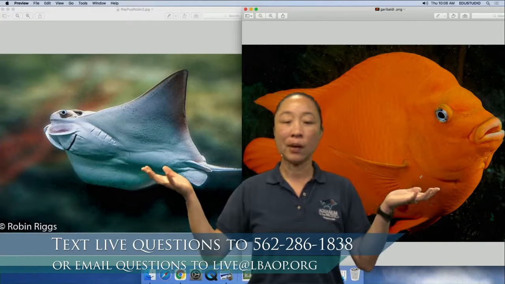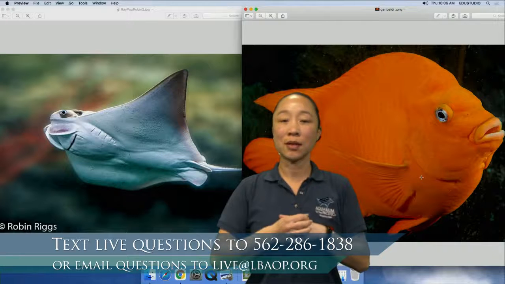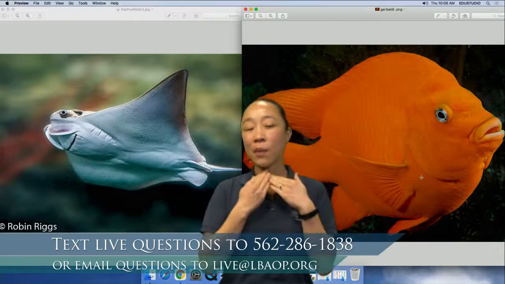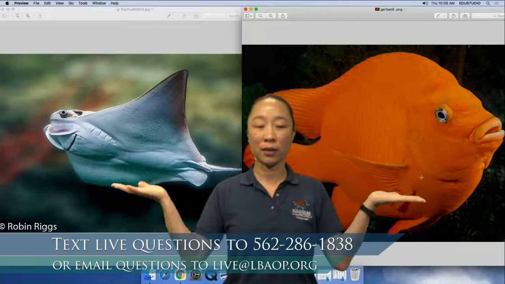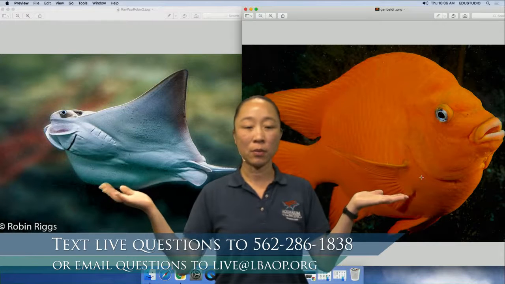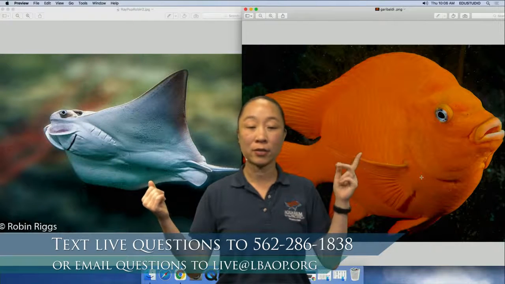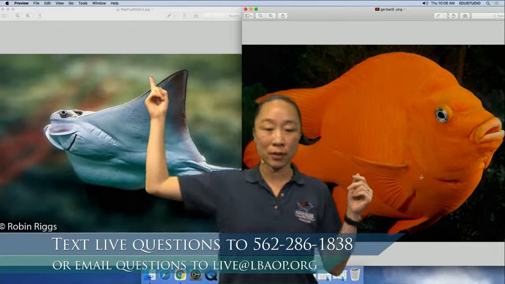Pretty cool. Okay, what else is maybe the same or different between these two animals? Well, let's see. We did say that rays have fins, right? So rays have fins. Here's a fin here.